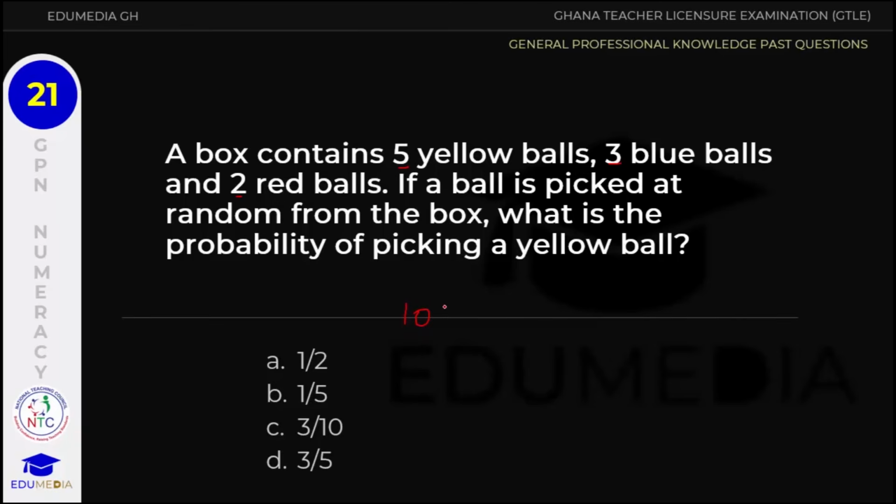So we have 10 as the total number of balls. And which one are we focusing on? We are focusing on yellow. So the probability of picking a yellow ball, we take 5 divided by 10. And then we have, this is 1 and this is 2. We have half. Okay, the correct answer is A.